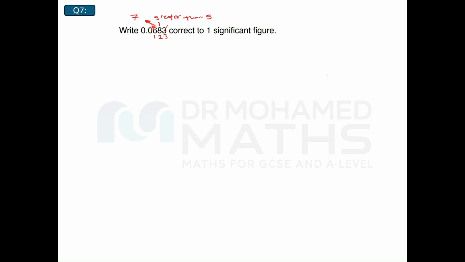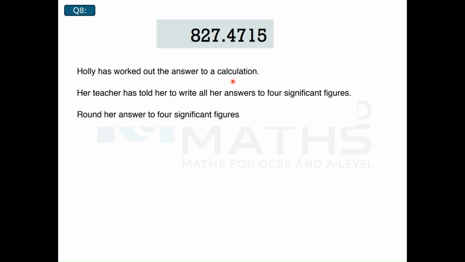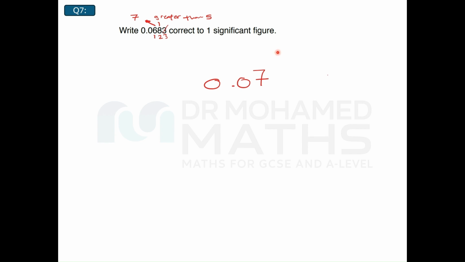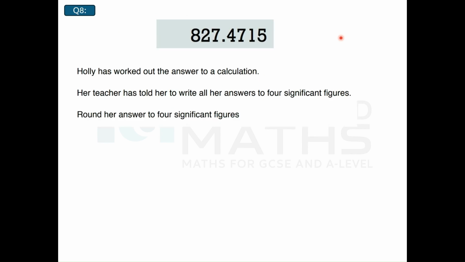So the bigger number ahead is 7. So 6 will turn into 7, and then any figures afterward will turn into zeros. So that means the answer would be 0.07 and then 00, or we can ignore the zeros afterward. Is it clear? And then come to this question here.